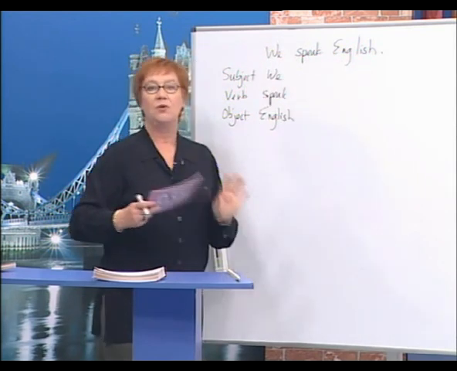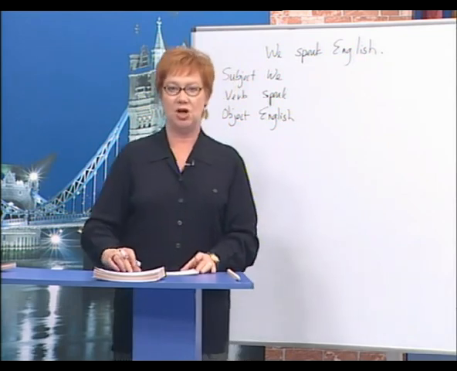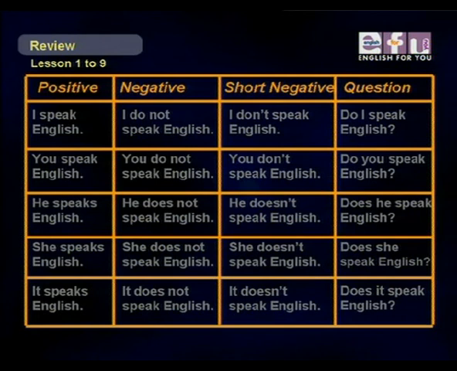Okay? Now, we're going to review the simple present tense again. On your screen, you see the chart showing positive, negative, short negative, and yes-no question. So let's look at this. I speak English. I do not speak English. I don't speak English. Do I speak English? You speak English. You do not speak English. You don't speak English. Do you speak English? He speaks English. Remember that S. He does not speak English. He doesn't speak English. Does he speak English? She speaks English. She does not speak English. She doesn't speak English. Does she speak English?